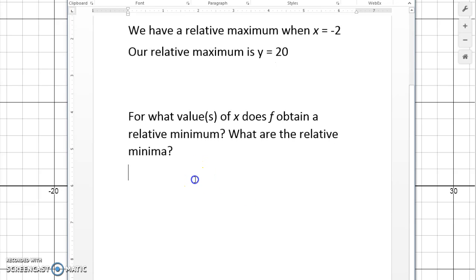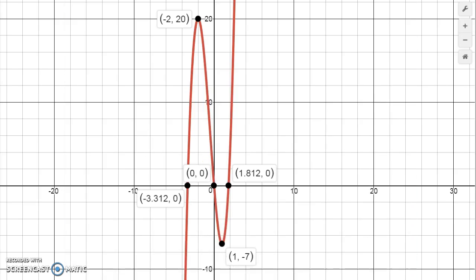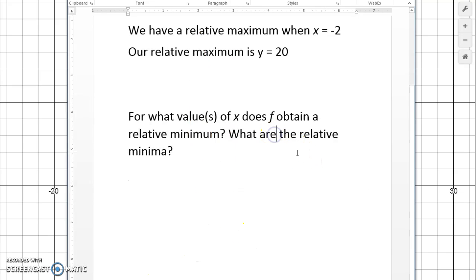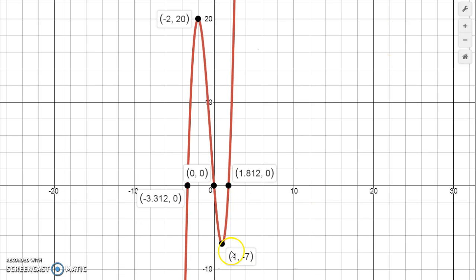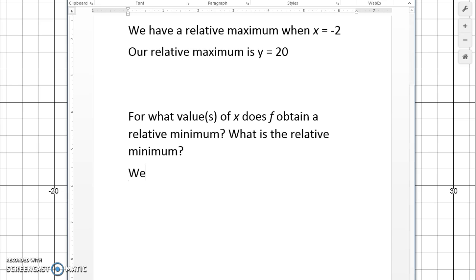Same thing happens with the minimum and minima. There is only one place where we have a minimum, so this question really should say, what is the relative minimum? And the location where we find it, we find that minimum right here when x is 1. So we have a relative minimum when x equals 1.